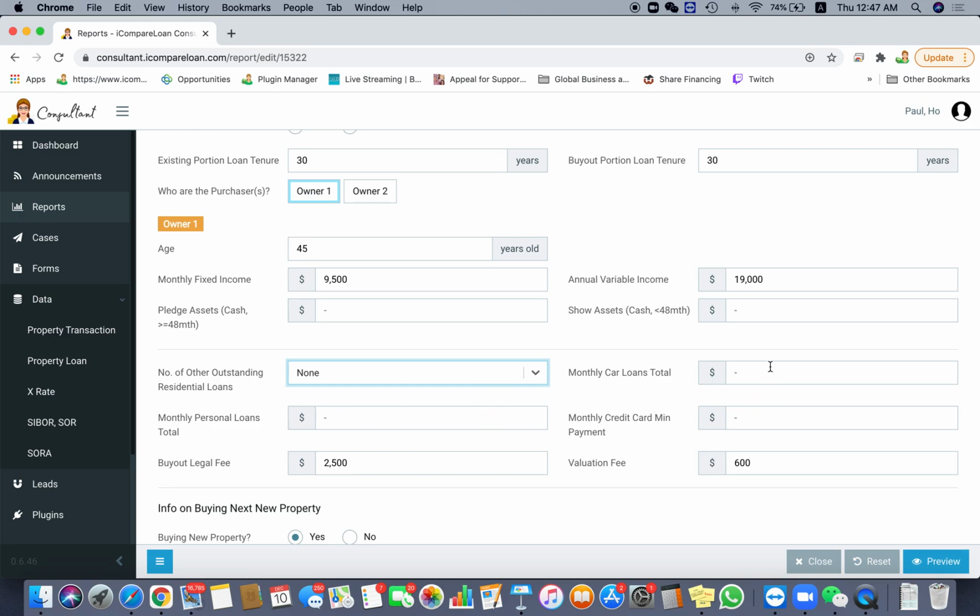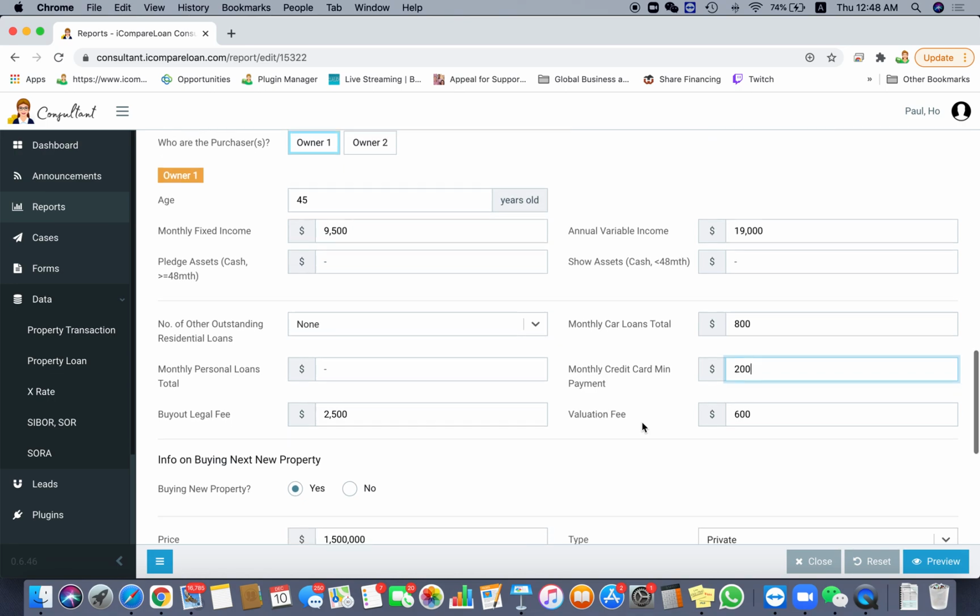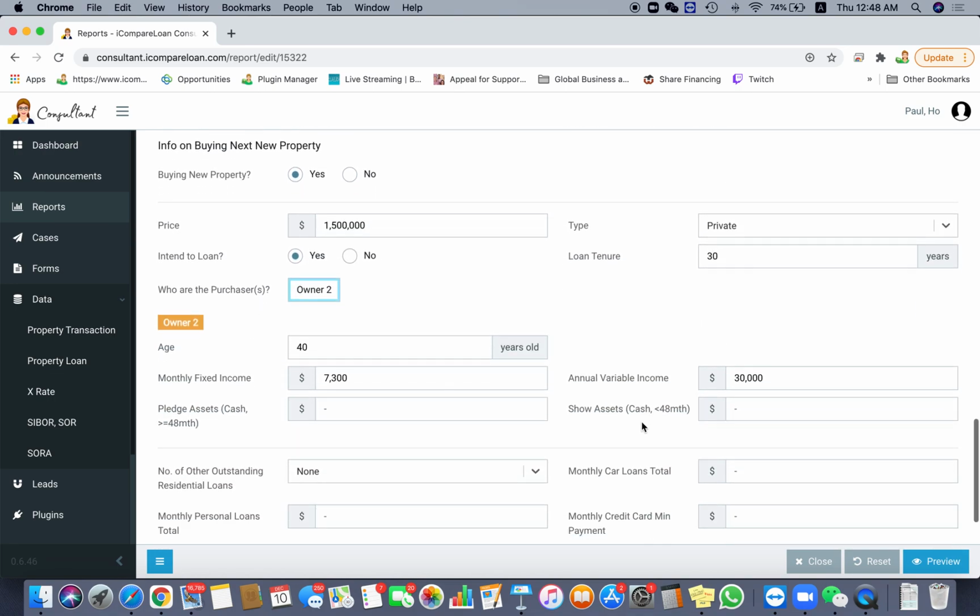Okay. If you have a car, then you say that I want to put $800 per month for the car. Personal loans, monthly credit card payments all come into the picture, right? All those will be affecting you. So let's say you have $200 a month monthly credit card payment that comes in, and that affects your total debt servicing ratio.